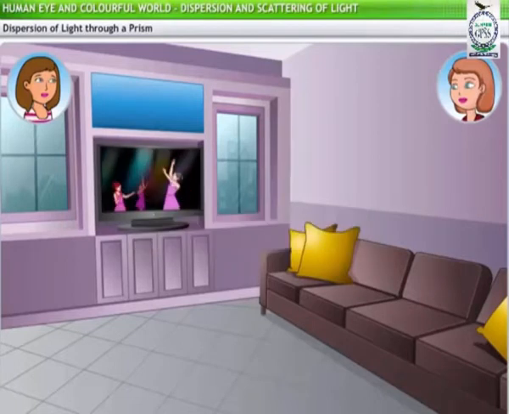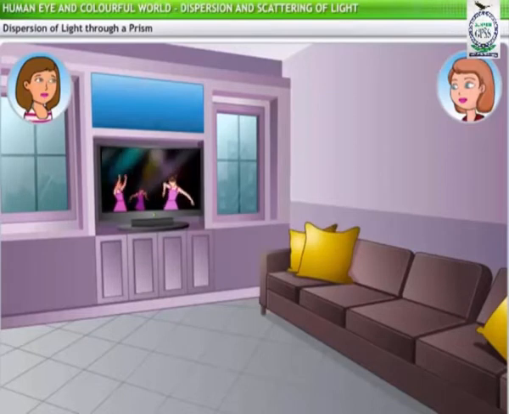I remember the amazing lighting. I wonder how they got those effects.